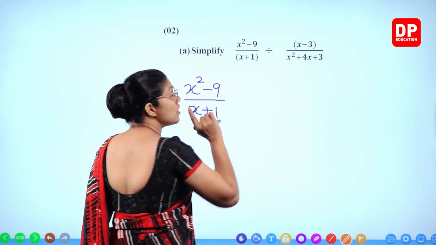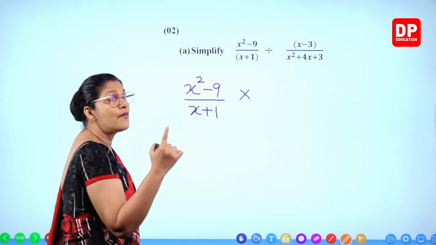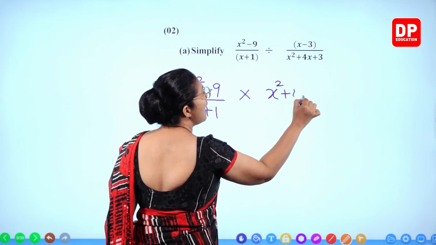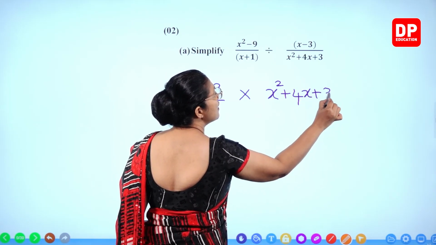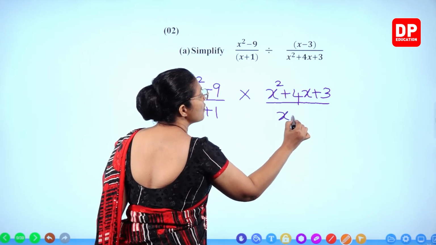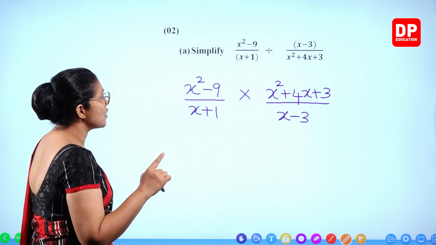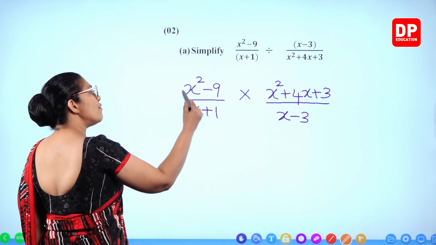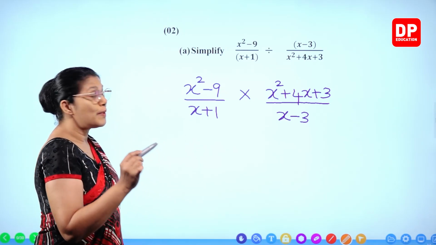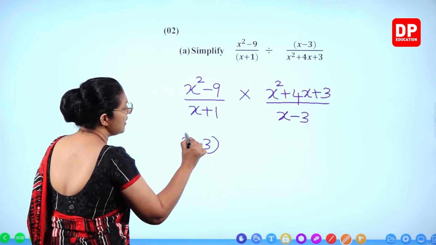Division becomes multiplication of the reciprocal. So the denominator goes up and the numerator goes down. So x minus 3. That's the reciprocal of the second fraction. Then you factorize the first one. x squared minus 9 is the difference between two square terms, so you can write x minus 3 and x plus 3.